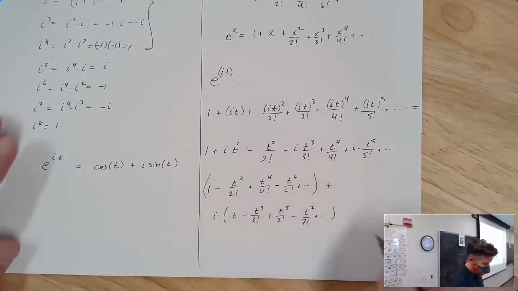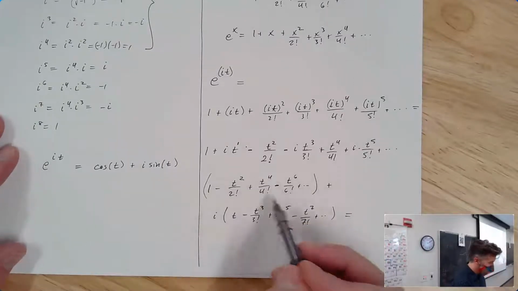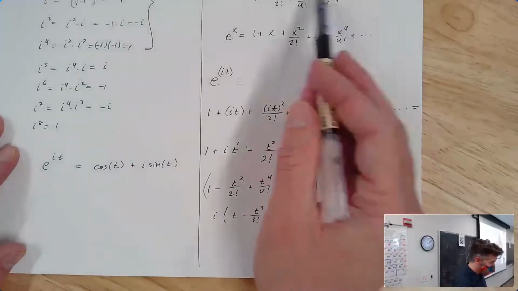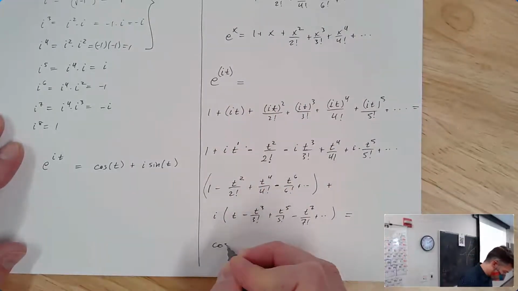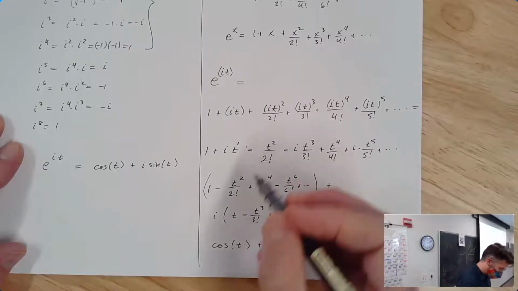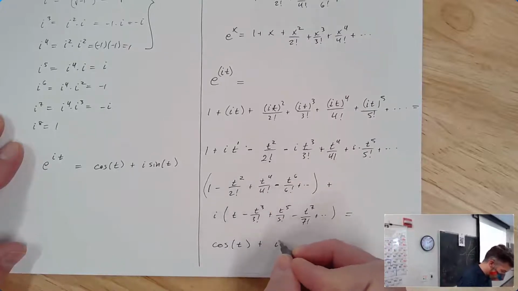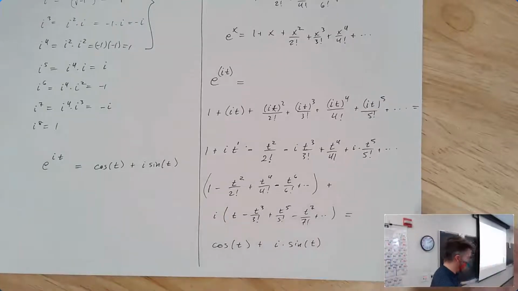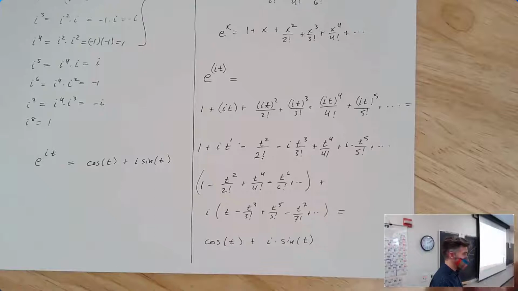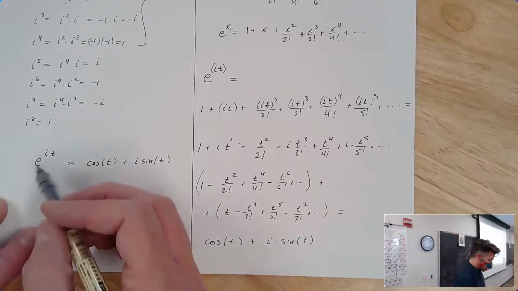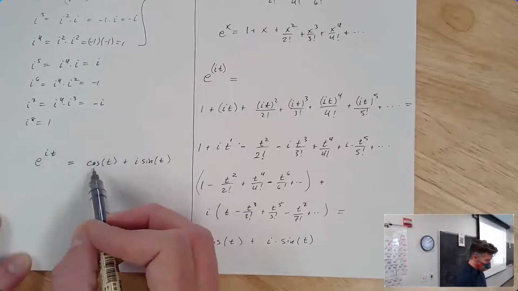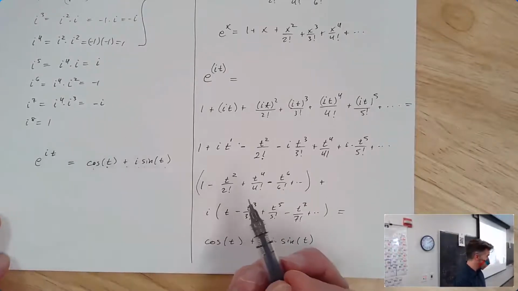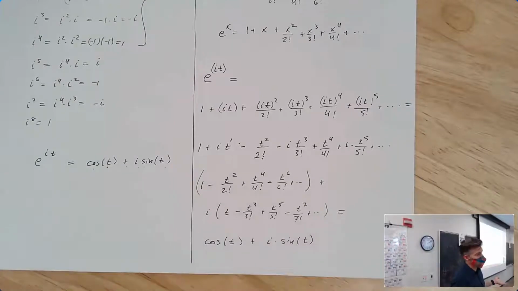But look, that's exactly cosine of t. Right, there's my cosine plus i times sine of t. So if you've been wondering where this formula is coming from, this is where it's actually coming from. This is why we can say e to the i times something is cosine of the something plus i sine of the something. It's kind of weird, but it is kind of important. That's why we're talking about it just a little bit.